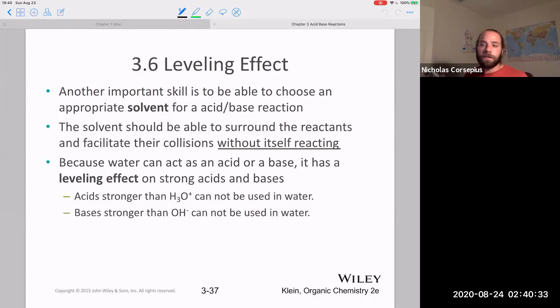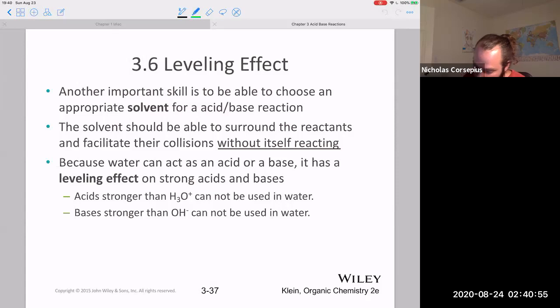99.9% of the time, we like to use water as a solvent. It's very plentiful, it's cheap, right? Awesome. The problem is that if you're using too strong of an acid in water, all that's going to happen is it's going to protonate the solvent molecules, the water, and not the base that you want to protonate, right? So this is what's called the leveling effect.